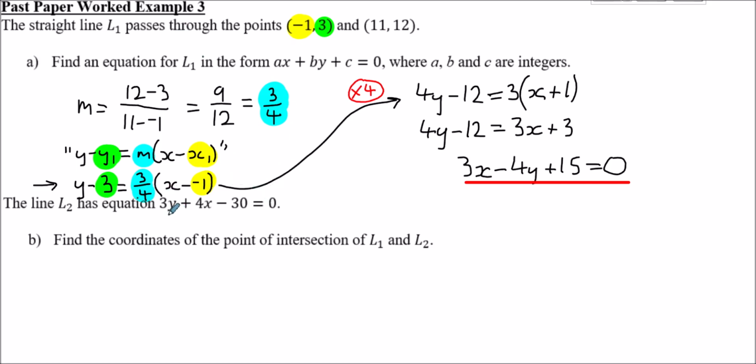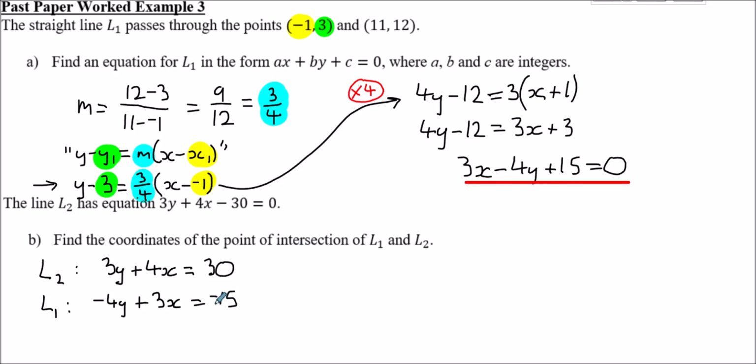So I'm going to rearrange this one, L2. So we have 3y plus 4x equals 30. I'm going to rearrange L1, so we have minus 4y, just making the y's line up, you see, minus 4y plus 3x. Then I'm going to subtract 15 from both sides to get minus 15.